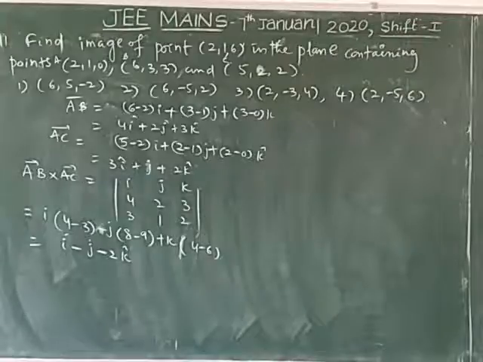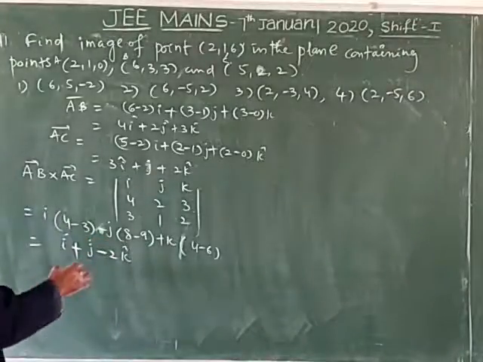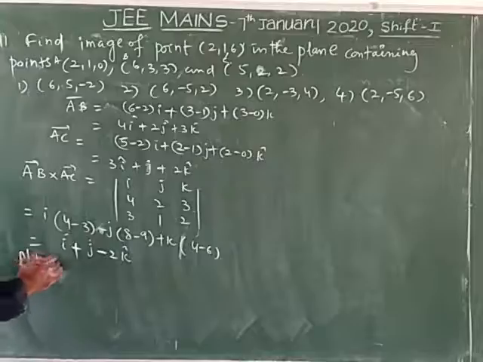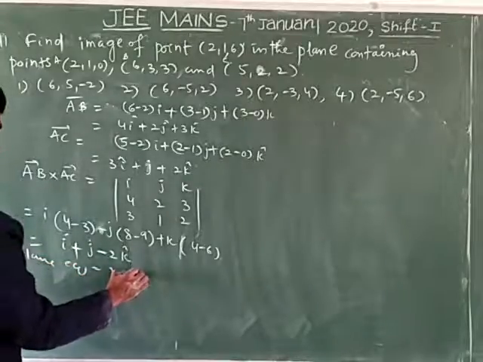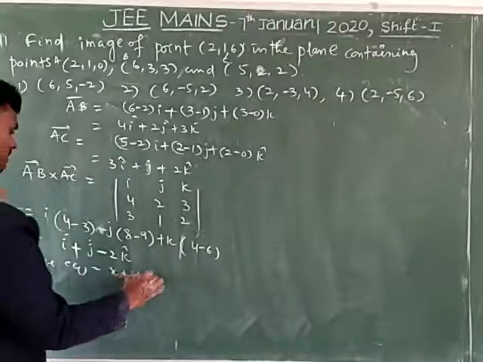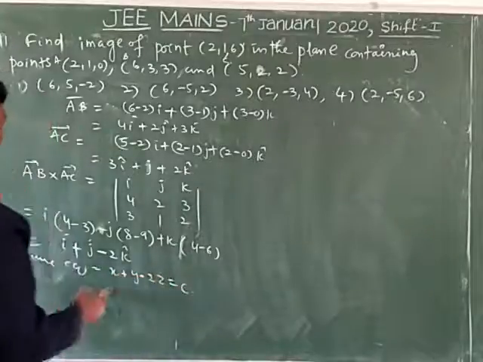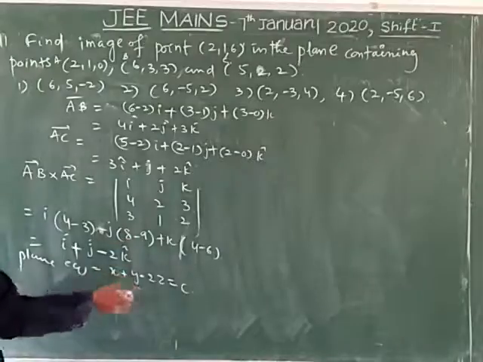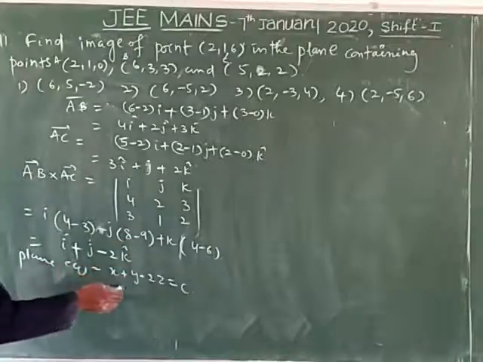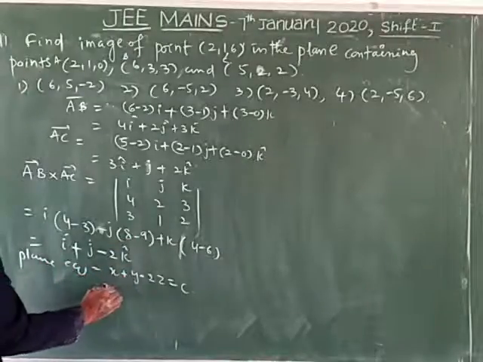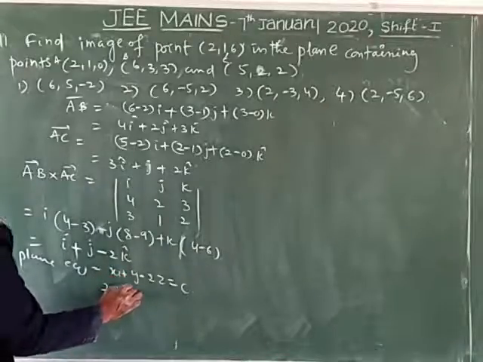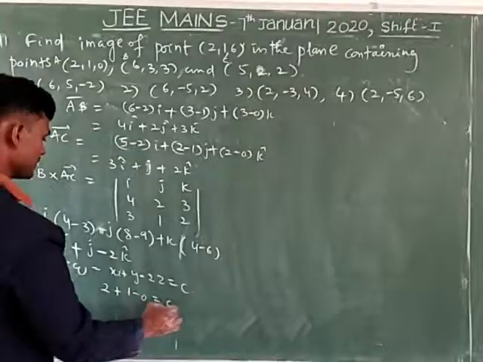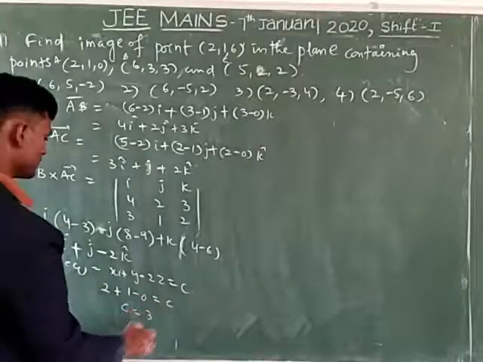Here you have to write the plane equation: x plus y minus 2z is equal to some c. Any one point lies on this plane, so let a point lie on this plane. Then 2 plus 1 plus 0 is equal to c. Then c is equal to 3.